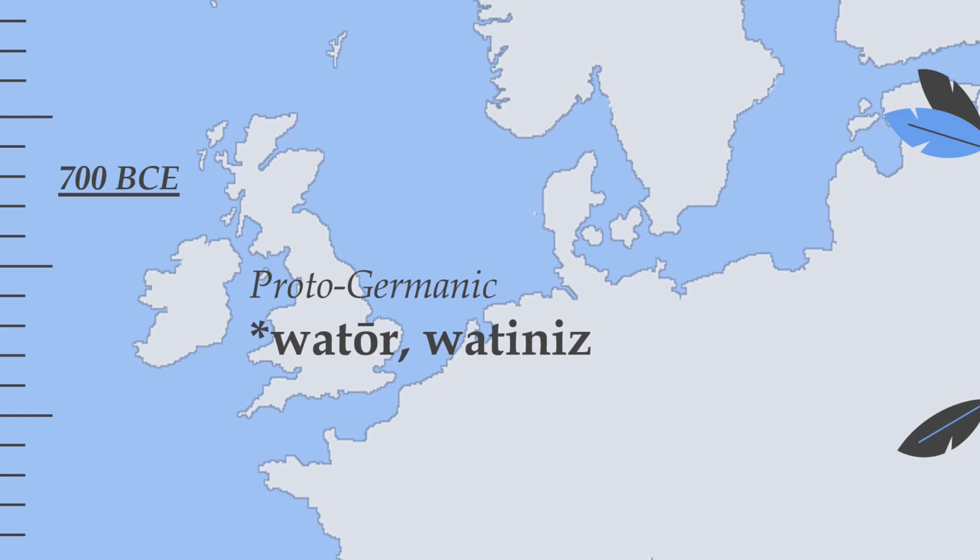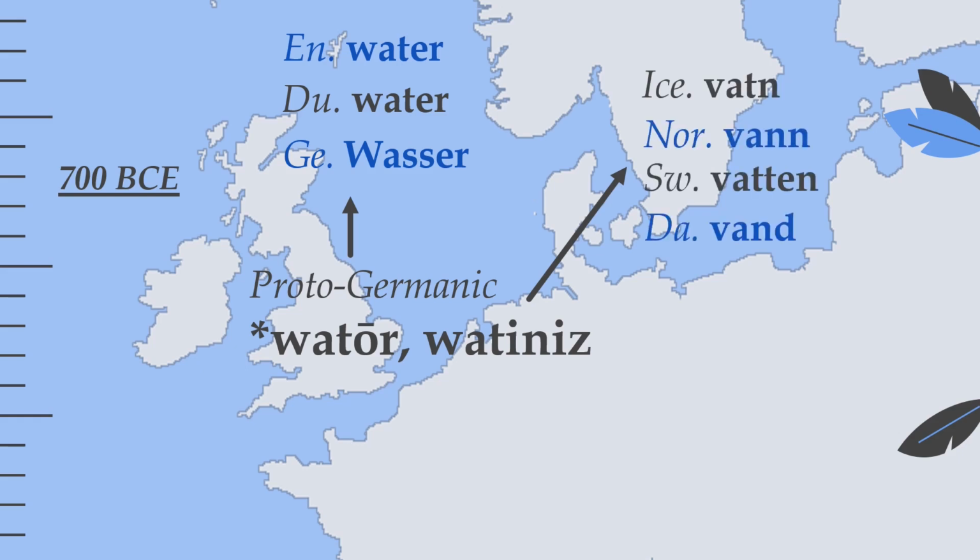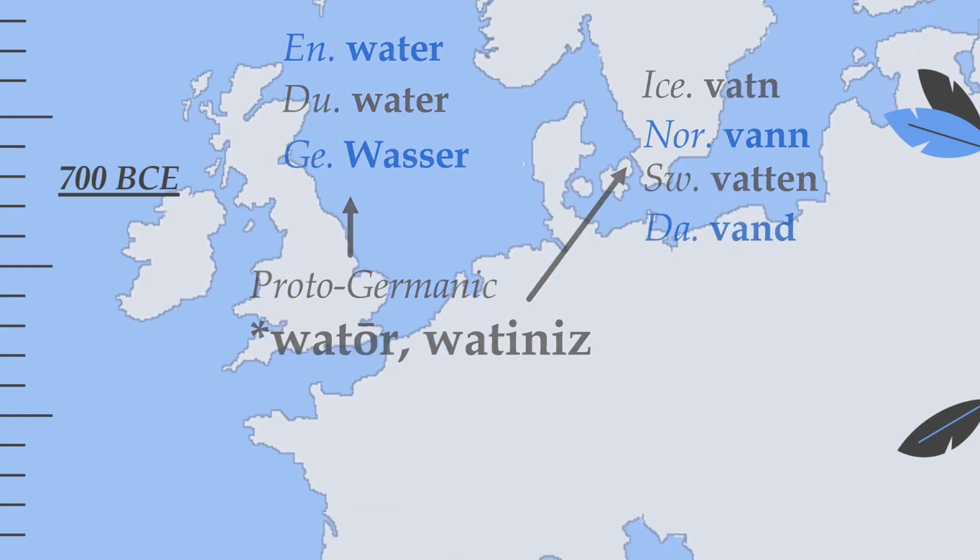We can clearly see that the nominative case was the origin for today's English water, Dutch water, and German Wasser, whilst the genitive Vatinis is the origin for Icelandic vatten, Norwegian vann, Swedish vatten, and Danish van. And now let's go south.